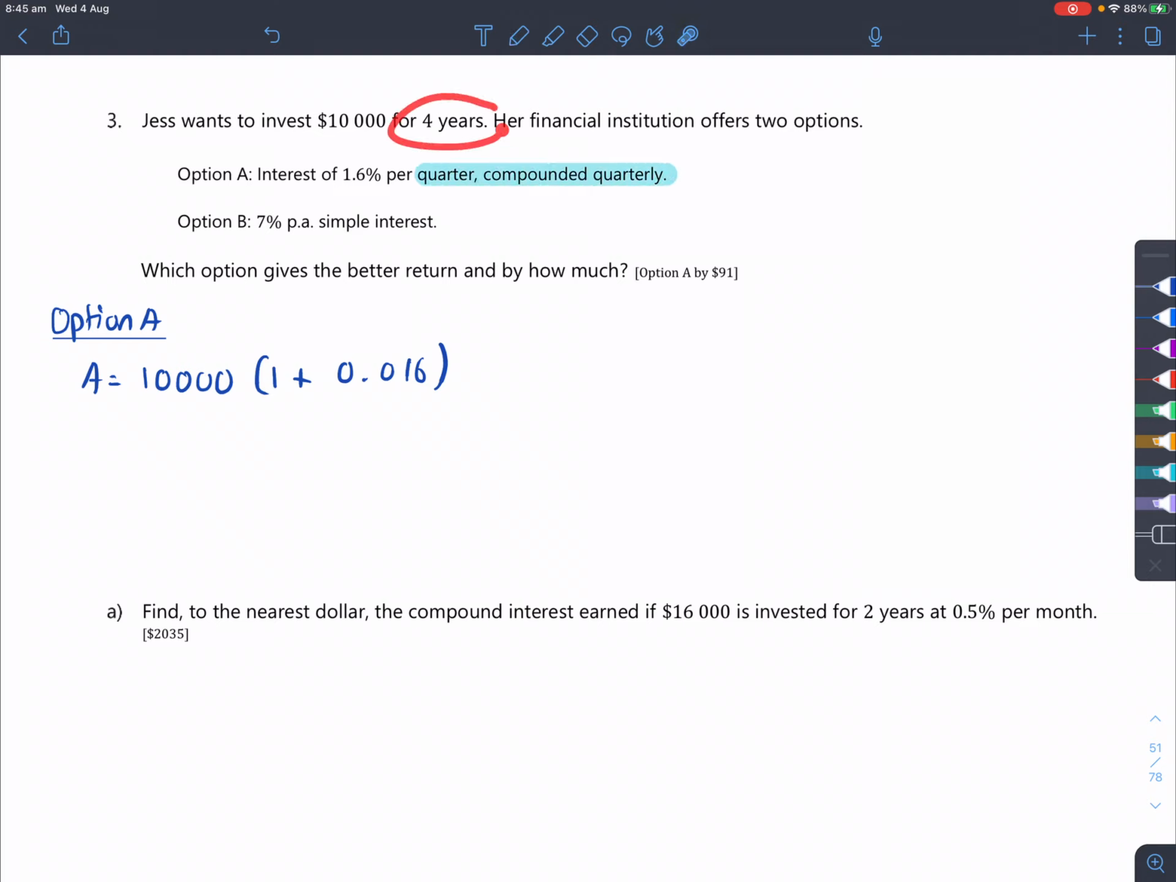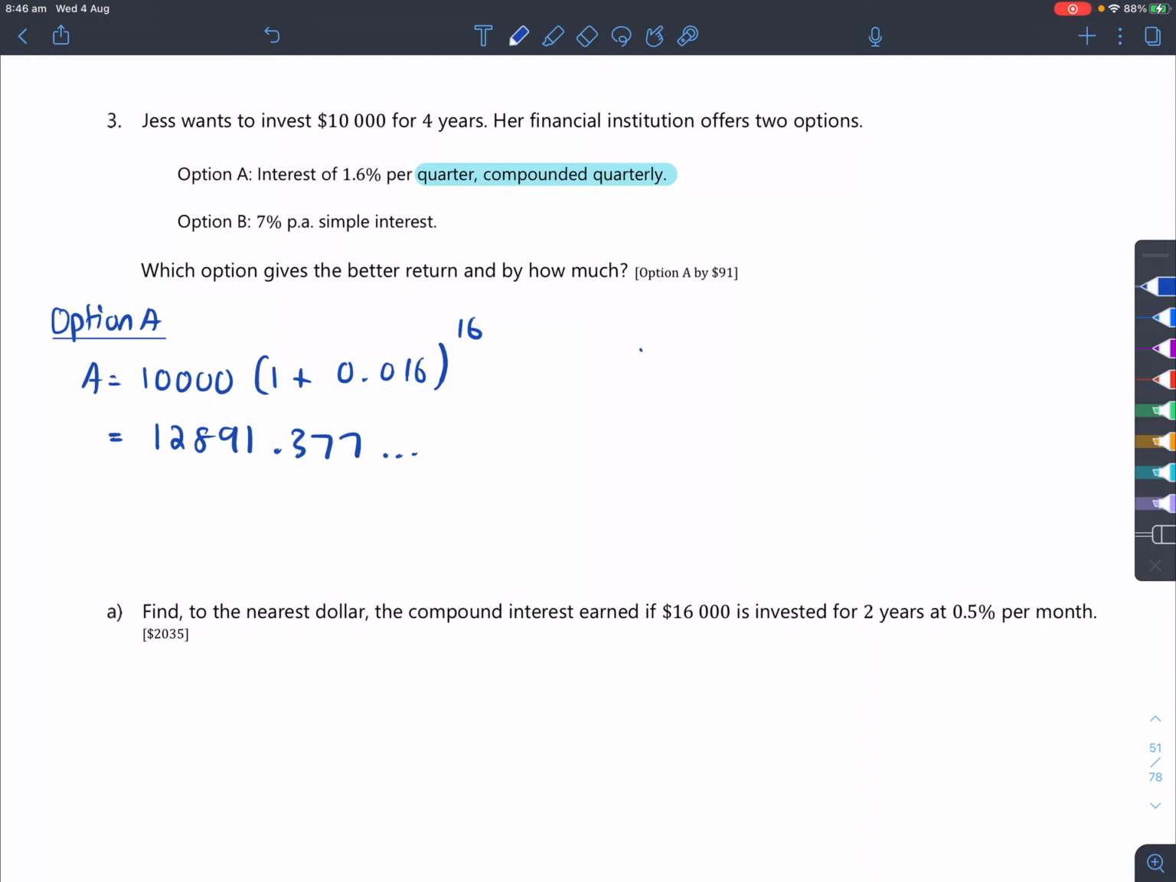And since this is per quarter, how many quarters are there in 4 years? It would be 4 times 4, which is 16, right? And that would give us, let me just double check that, around 12,891.377. So I'll keep that on my calculator.